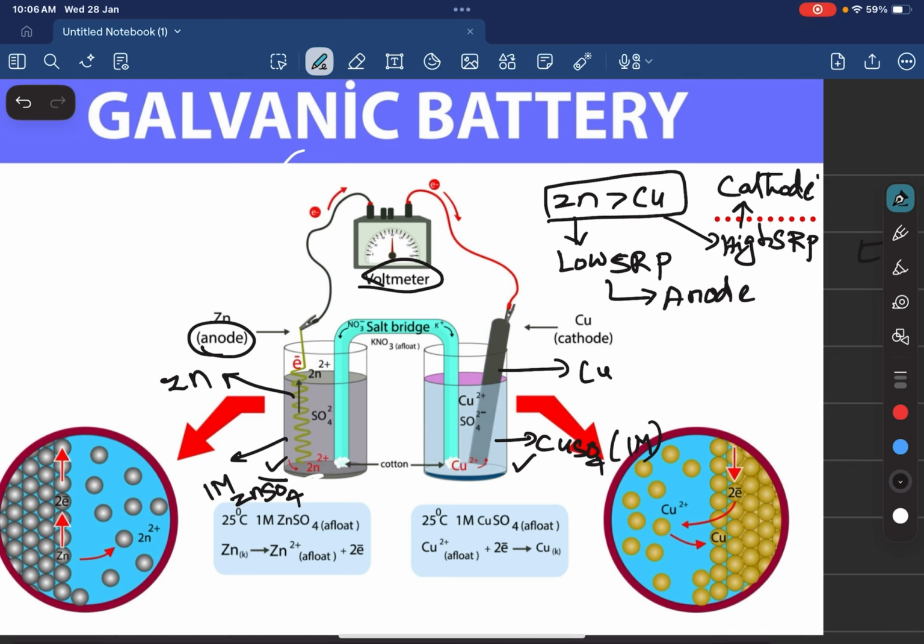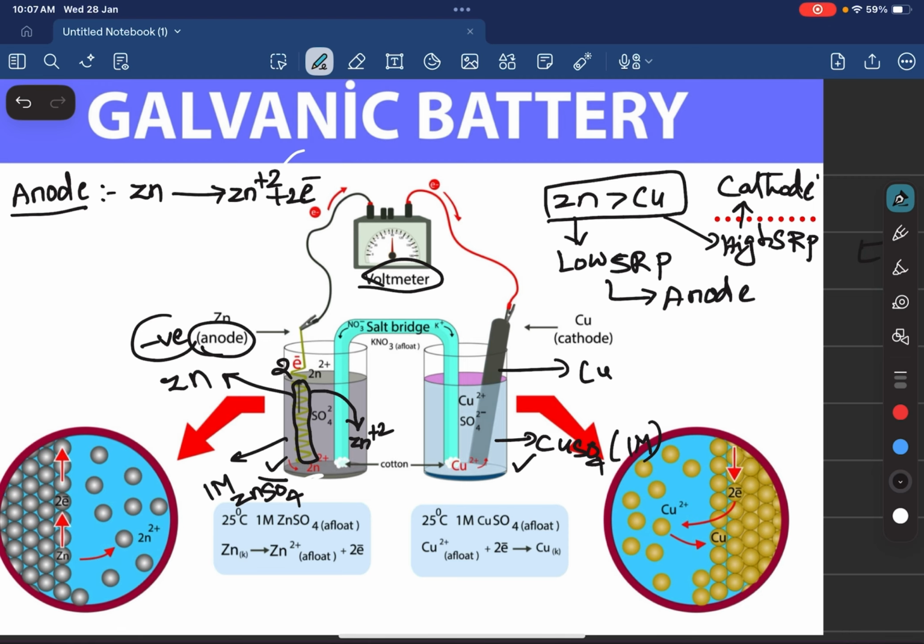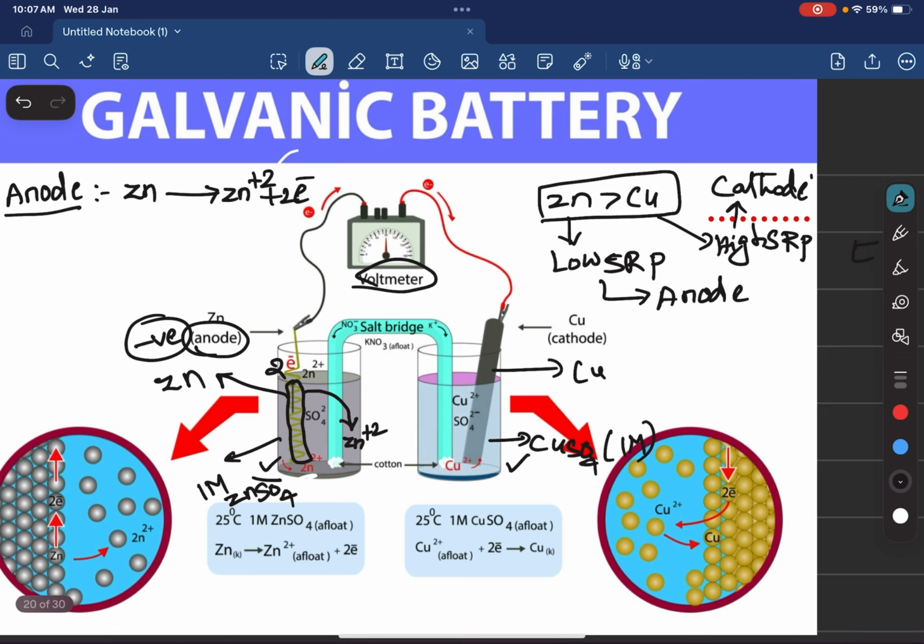Now, at the anode, which reaction takes place? Always oxidation takes place. So the Zn electrode is converted into Zn2+ and 2 electrons. The electrode gives Zn2+ ions into the solution, and 2 electrons remain on the electrode. That's why the anode sign in a galvanic cell is negative, and those electrons start moving from the anode to the cathode. So at the cathode, what happens, we can discuss.